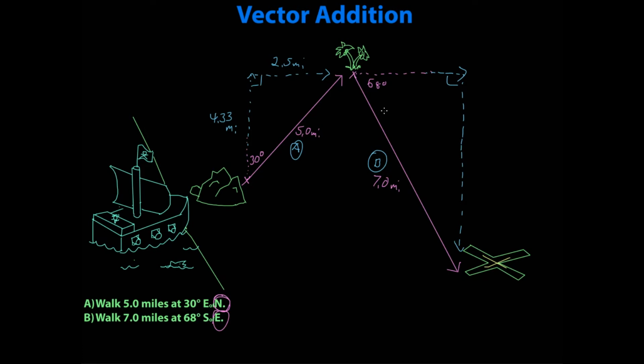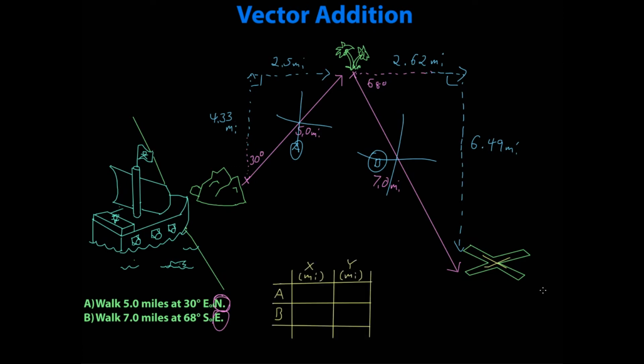Again, here's my right angle. 7 miles times cosine 68 is going to give me 2.62 miles. 7 miles times sine 68 is going to give me 6.49 miles. From this point, I actually don't need these anymore. In other words, I'm now dealing with the components only. And to do that, I'm going to bring back my table idea.